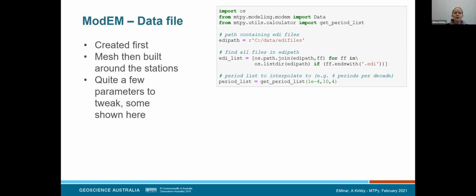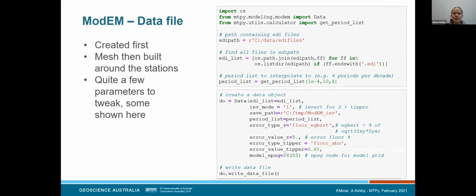There are quite a lot of parameters to tweak, and I'm showing you some here, but there's more that I'm not showing you, so you can check out the examples for that. But basically you pass through EDI files, a list of EDI files to invert, and then a period list. Again, I'm just interpolating onto 4 periods per decade in this example.